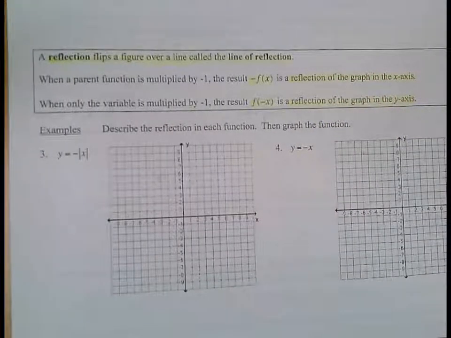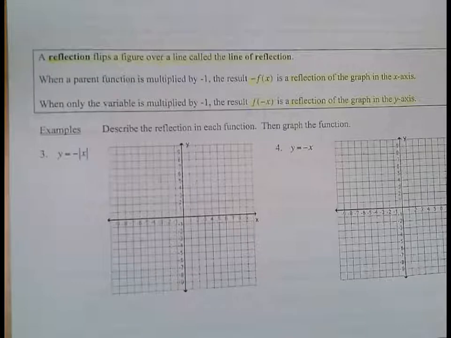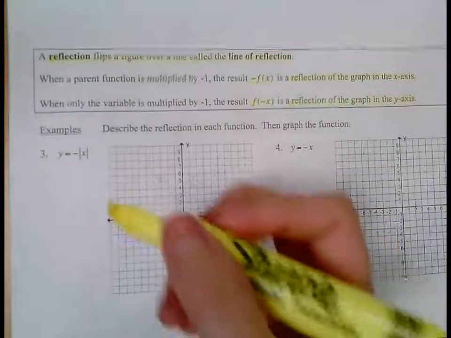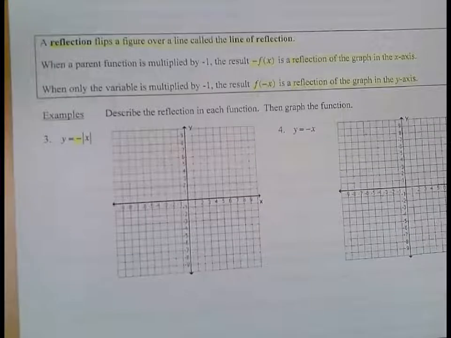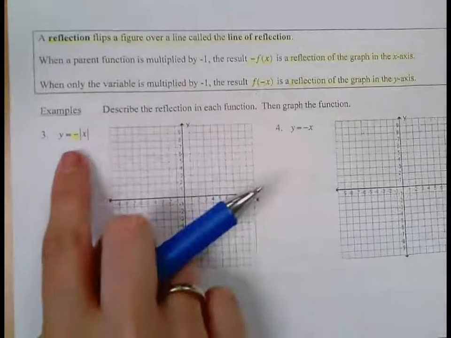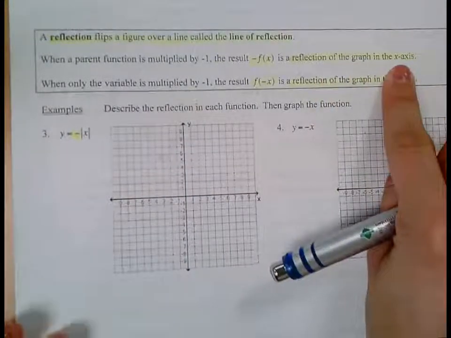So if you see a negative being multiplied, first of all, trigger reflection in your mind. And then you just have to determine where the negative is being multiplied, outside of the x or inside with the x. So if we look at 3 and 4, for number 3, y equals negative absolute value of x. The negative is outside of the absolute value bars, not inside with the x. So this would be a reflection over the x-axis because it's outside.